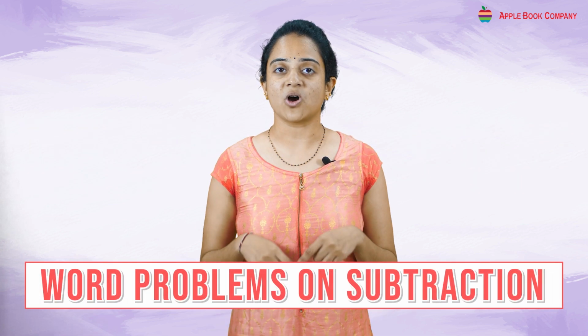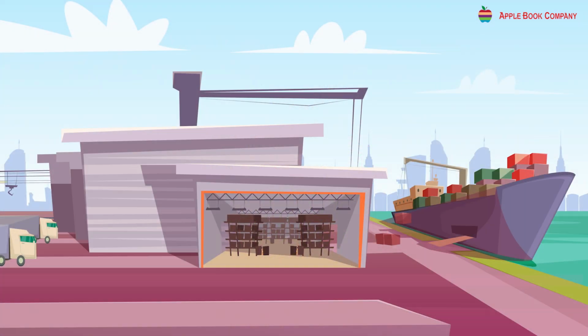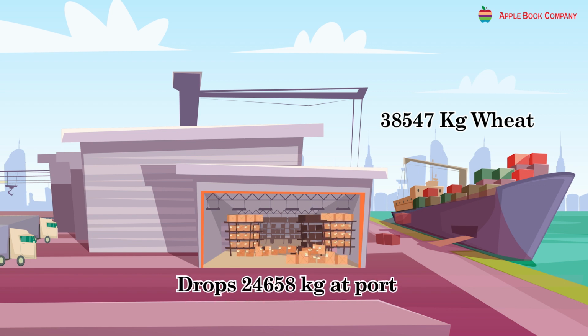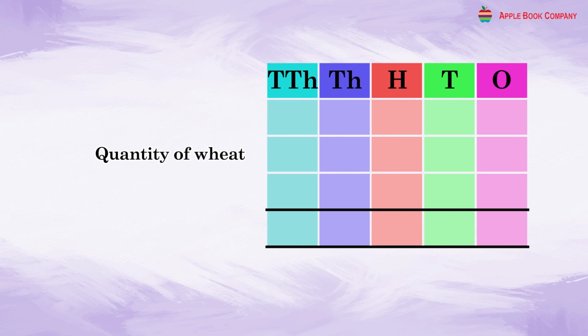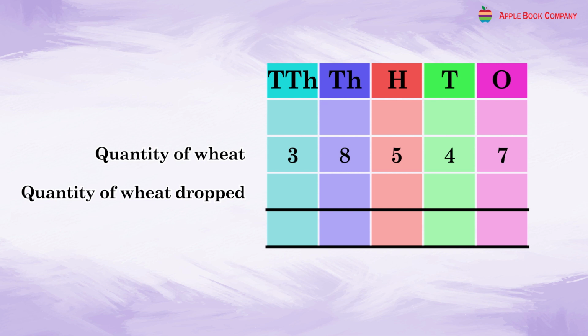Word problems on subtraction. A ship is carrying 38,547 kg of wheat. If it drops 24,658 kg at port, how much wheat is left on the ship? Total quantity of wheat is equal to 38,547 kg. The quantity of wheat dropped is 24,658 kg. Let's arrange them in column form and start subtracting.